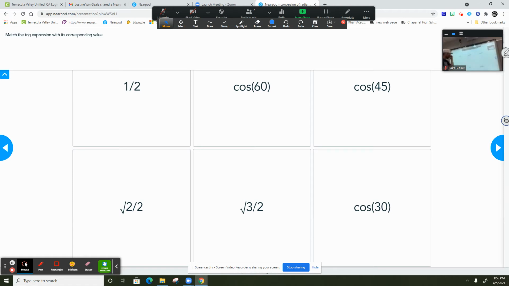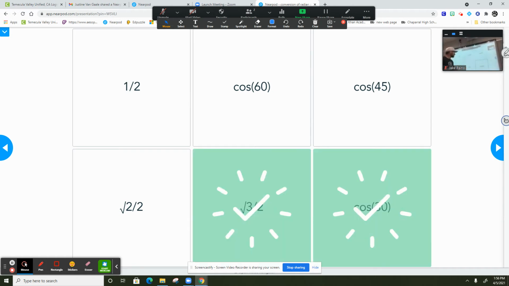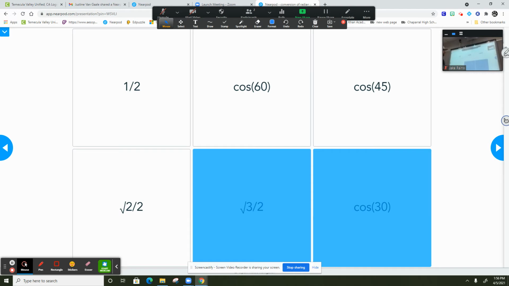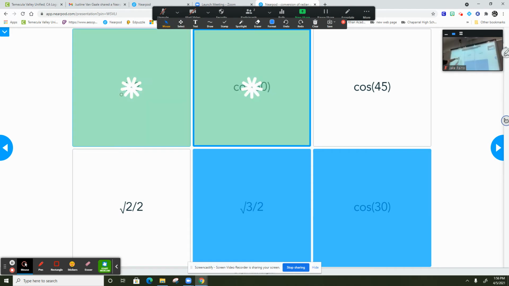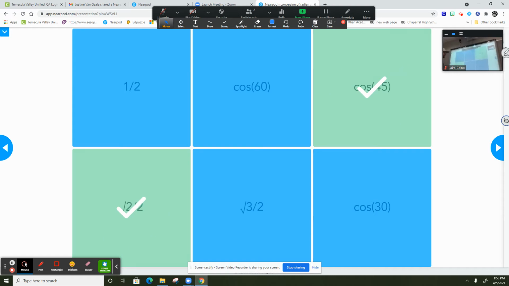And match these up based off of our work that we just did. All right, so if I asked you, okay, cosine of 30 degrees, every single time, that was rad 3 over 2. If I asked you cosine of 60 degrees, every single time, that was 1/2. And then cosine of 45 degrees, every single time, that was rad 2 over 2.